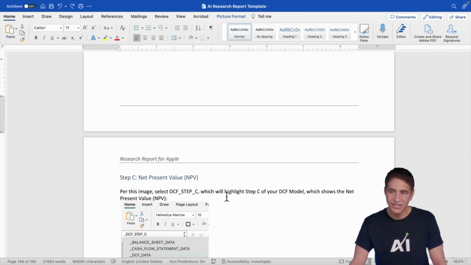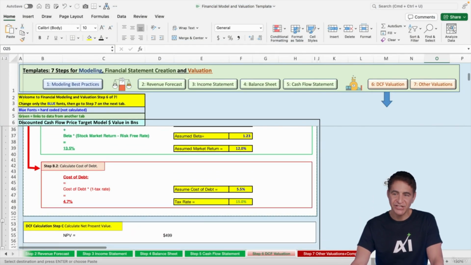All right, next up, we've got step C, which is the net present value. What net present value does is it calculates what all that money we're going to make in the future is worth today. So the easiest way to understand present value and future value numbers is this. If I gave you $100 today, and I told you that you would get a 10% return in 1 year, what is that $100 worth in 1 year? It's worth $110.